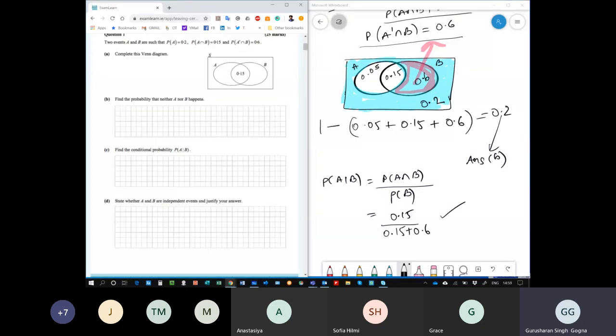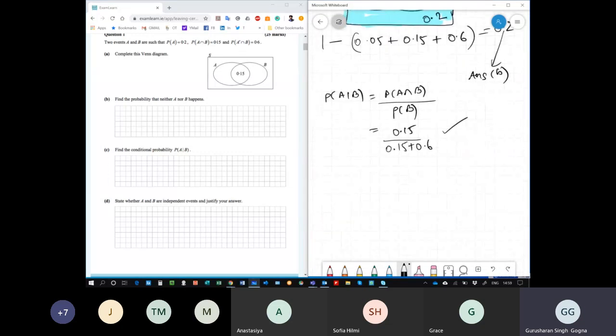State whether A and B are independent events. So how will you prove that they are independent events? For independent events, A intersection B is equal to probability of A multiplied by probability of B. So probability of A is 0.2 and probability of B is 0.75. So you need to check what the answer is for this, and this answer should match with this. If they are matching, it means they are independent. If they are not matching, then you can say it's not.